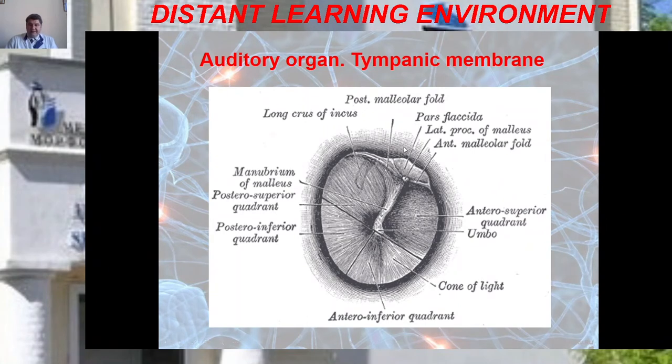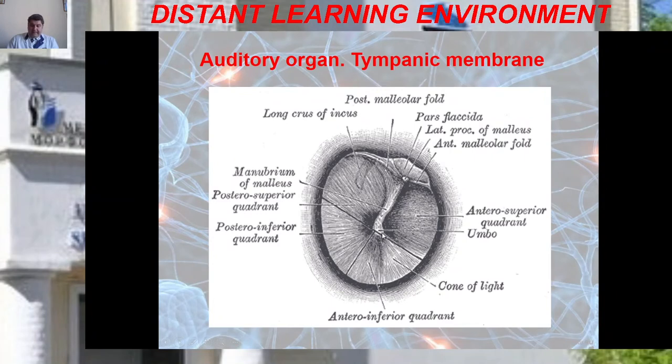This part, you may see it here, this part of the tympanic membrane is softer and less tightly stretched. It has therefore been named the flaccid part, or pars flaccida in Latin, in contrast to the main tightly stretched part, pars tensa, it's in Latin.